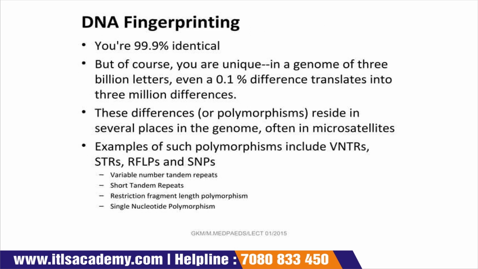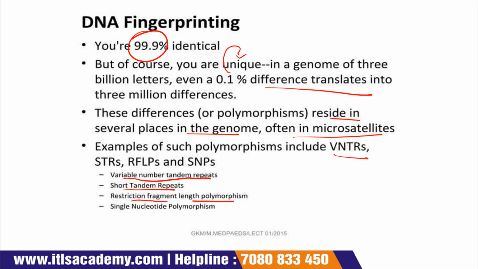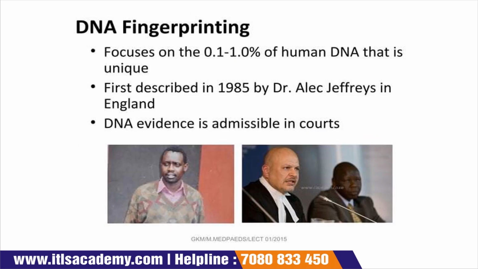So we all know that we are identical around 99.9%, and there is a 0.1% of unique characteristic, and this unique characteristic makes a difference into millions of differences. These differences reside in several places in the genome, often in a microsatellite, like your polymorphisms include VNTRs, that is variable number tandem repeat, short tandem repeat, restriction fragment length polymorphism, and single nucleotide polymorphism.